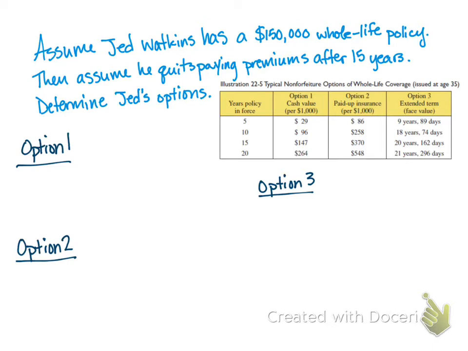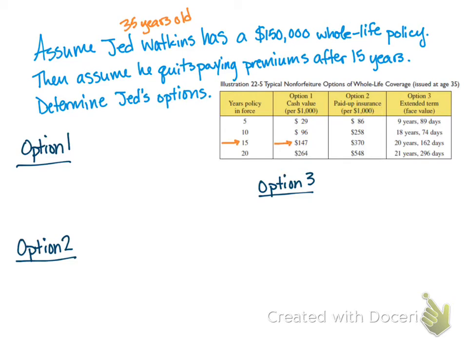So option 1, he can take a cash value per $1,000. He is 35 years old in that example we looked at. I'll just mark this in here. So if he is 35 years old and he quits paying premiums after 15 years, that means we come down here to this line. So we're going to look at cash value per $1,000.